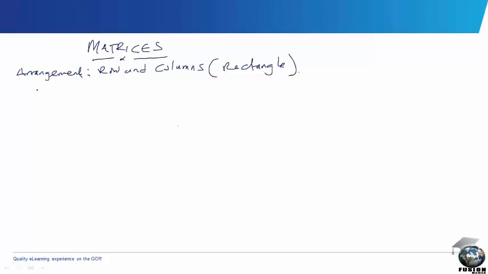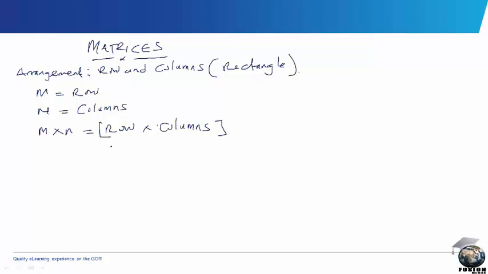Most times we denote the number of rows as m, and then we use n to denote the number of columns. A matrix is sometimes called an m by n matrix. So if the matrix has 3 rows and 2 columns, we say this is a 3 by 2 matrix, having 3 rows and 2 columns.